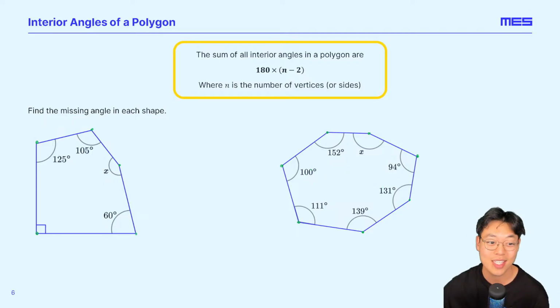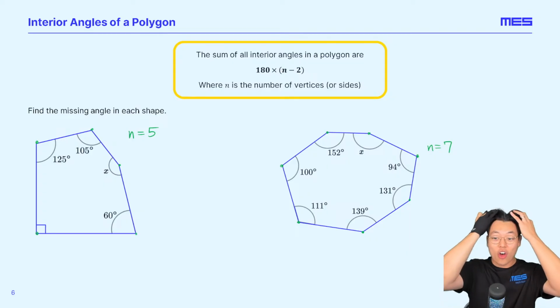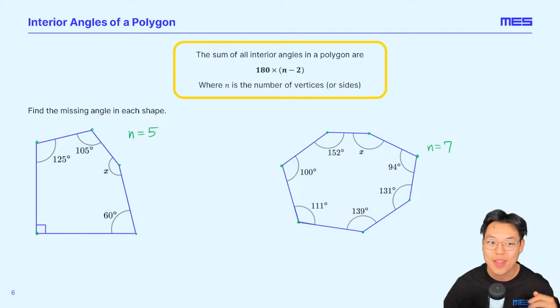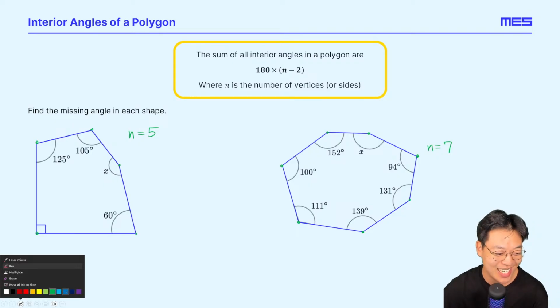7, right? We have 7 sides here. So here I'm going to put n is equal to 5. And here I'm going to put n is equal to 7. Okay? I'm going to put that down. I've done all the counting that I need to do for now. And this will help me get to finding my missing angle of x. Exciting work. Let's do it.